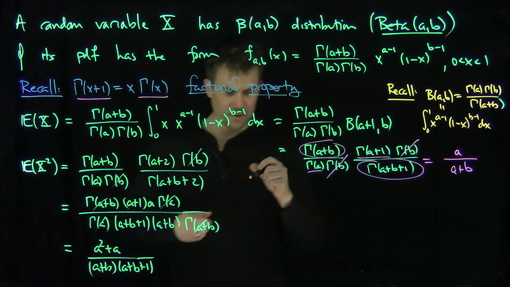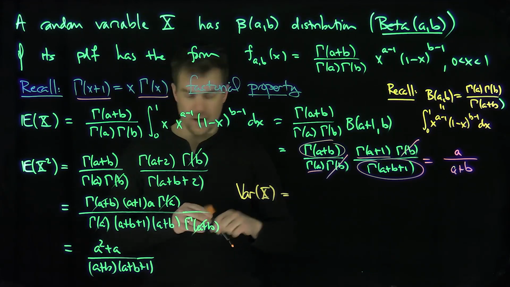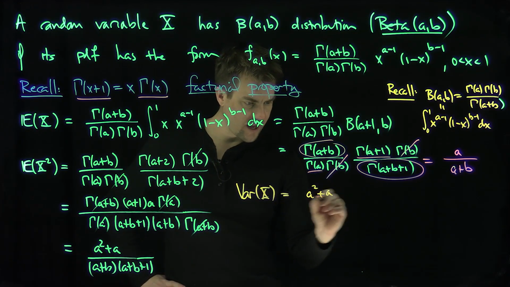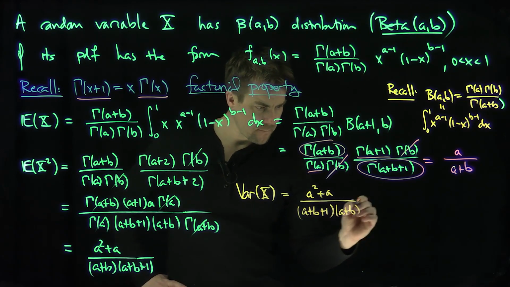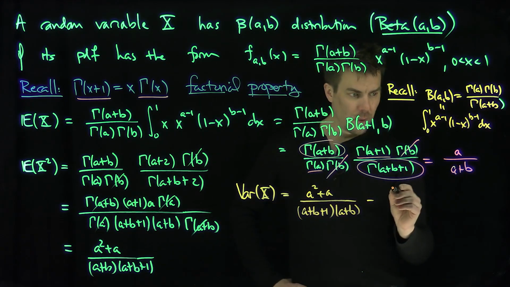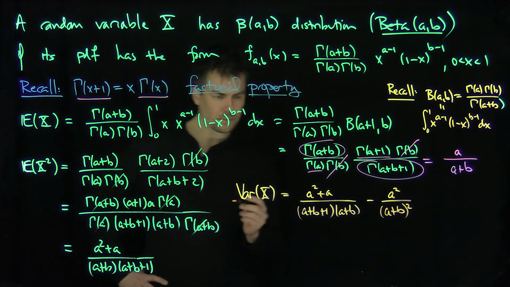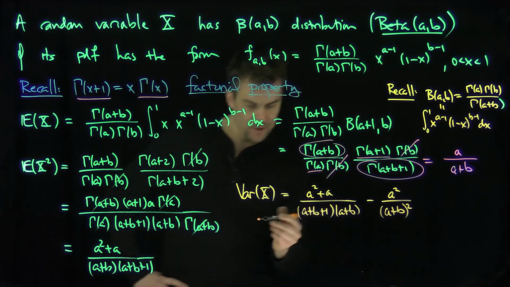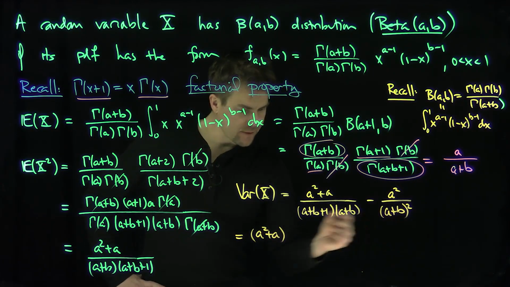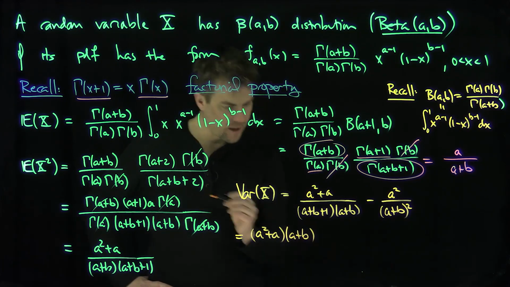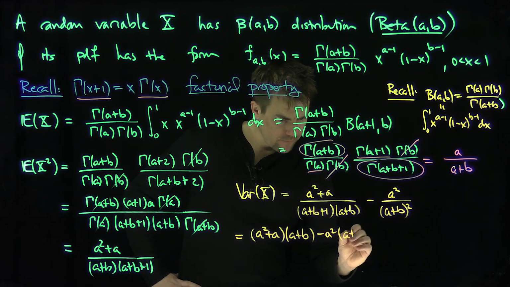So the variance of this random variable x is going to be a squared plus a over a plus b plus 1, a plus b, minus the first moment squared. So that's going to be a squared over a plus b quantity squared. And so now I can just add these fractions together. This is going to be a squared plus a. I need another factor of a plus b, so I have an a plus b over there. And then this negative a squared over here is going to need an a plus b plus 1 for a common denominator.